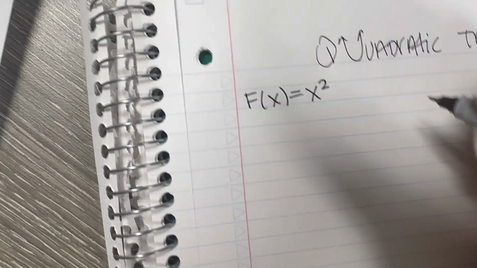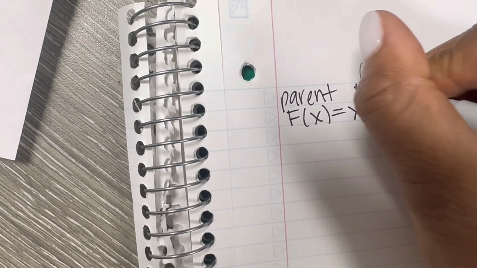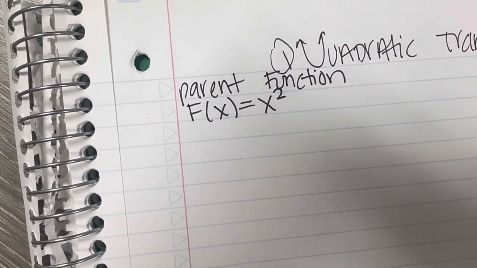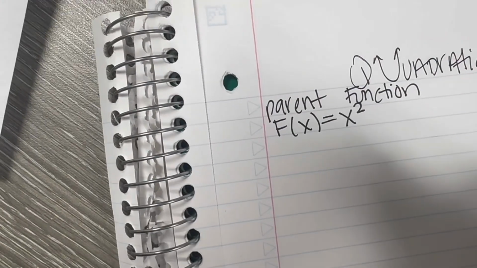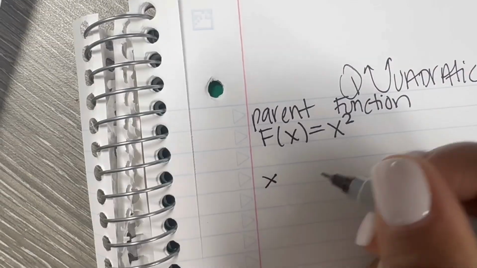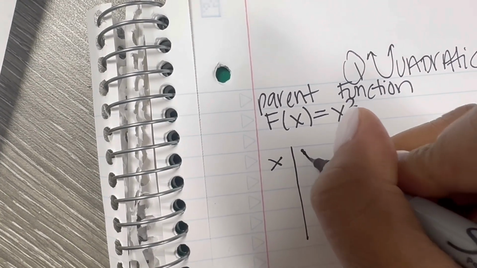That is a parent function of a quadratic. And what does this function look like? Well, in order to graph f of x equals x squared, you can use Texas Desmos. Let's go ahead and do an XY table.